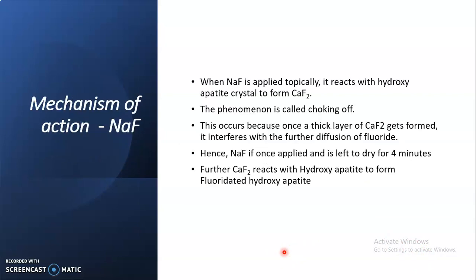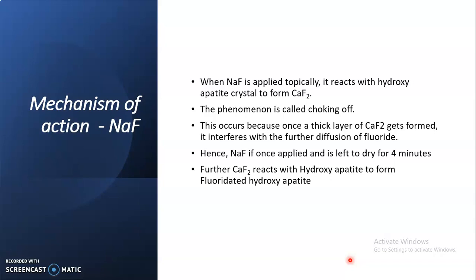So the mechanism of action of sodium fluoride is whenever sodium fluoride is applied topically, it reacts with hydroxyapatite to form calcium fluoride. So when you have a tooth, you apply a layer of sodium fluoride, the surface layer gets converted to calcium fluoride, and this effect is known as the choking off effect. Now what is this choking off effect? On the tooth surface when you apply sodium fluoride, a layer of calcium fluoride is formed superficially. This layer of calcium fluoride prevents further entry of sodium fluoride.